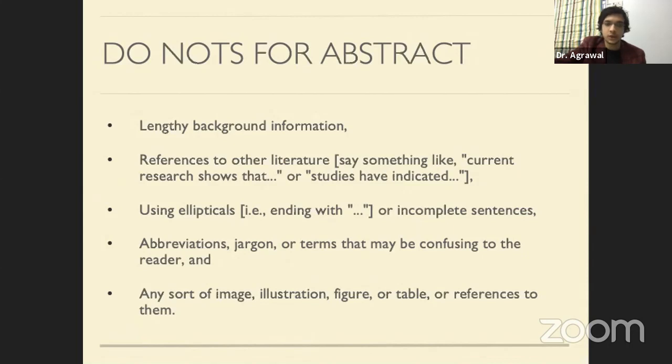You cannot end with dot dot dot, right? Like we do usually in our WhatsApp messages. Don't end with incomplete sentences or dot dot dot just because your word count has decreased. Again, avoid any abbreviations or jargon and terms that may be confusing to the reader. You cannot have any sort of image, illustration, figures or tables in your abstract.